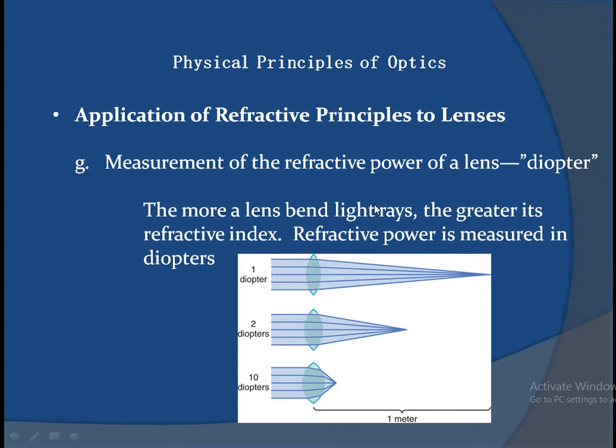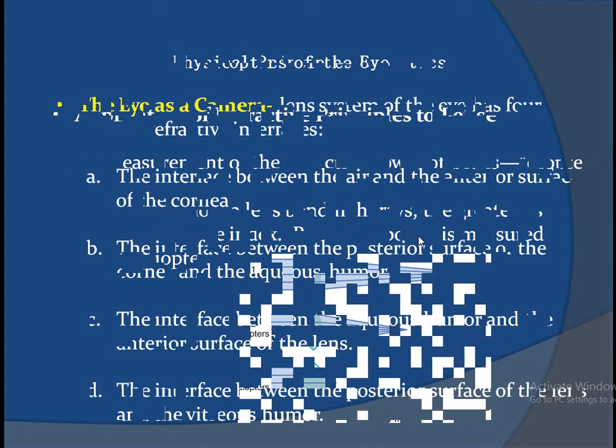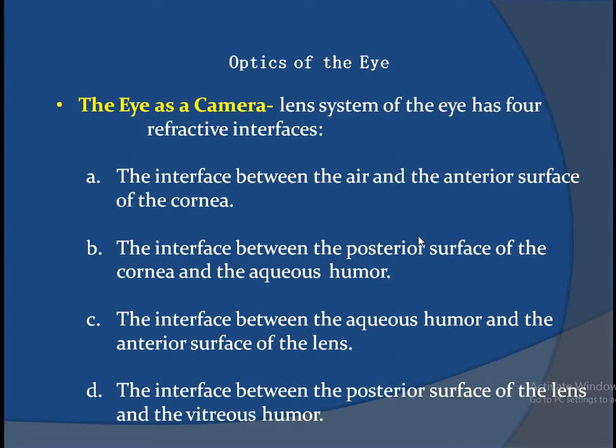The more a lens bends light rays, the greater its refractive power. Refractive power is measured in diopters. As far as the refractive indices are concerned, we must know what the actual structures related to the refractive function of the eye are.